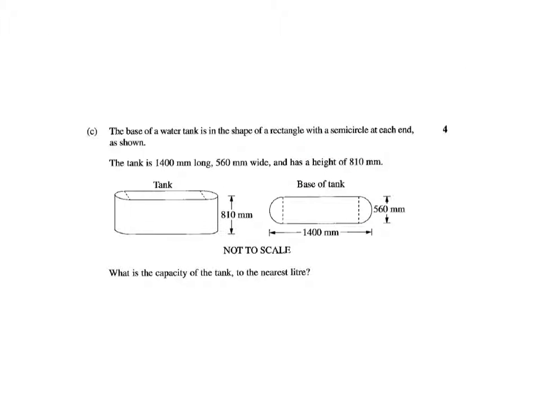So, here's this next question. The base of a water tank is in the shape of a rectangle with a semicircle at each end, as shown. The tank is 1400 mm long, it's 560 mm wide, and has a height of 810. Not to scale. What is the capacity of the tank to the nearest litre?